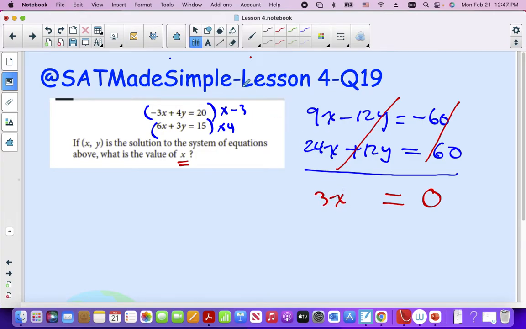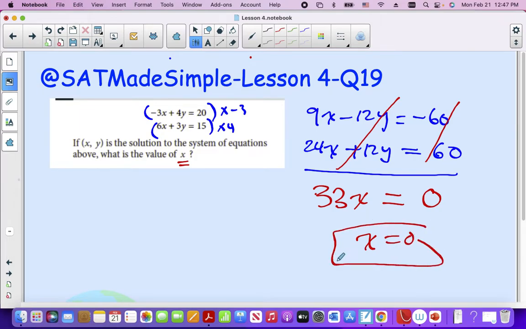33x is equal to 0. That means x is equal to 0. So the solution for x is 0.